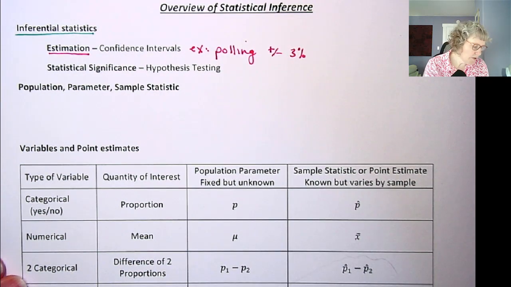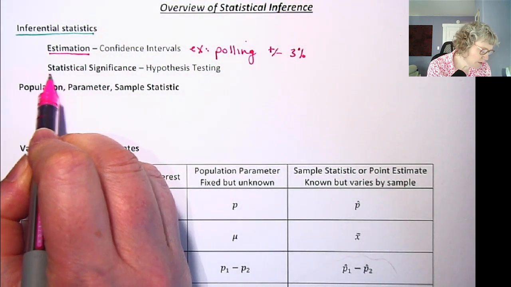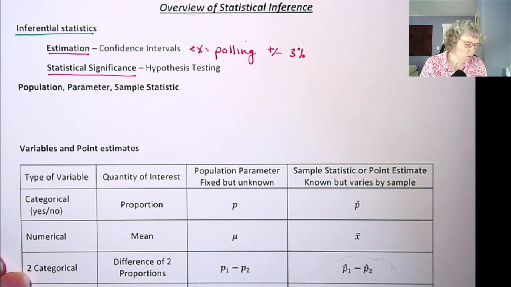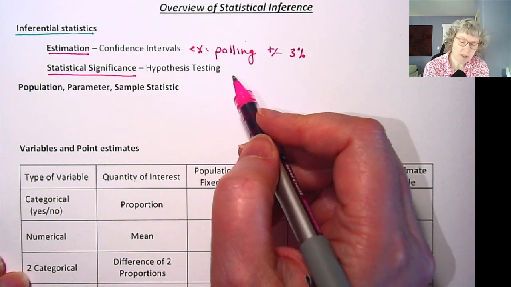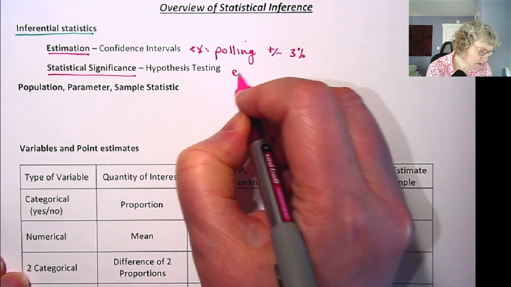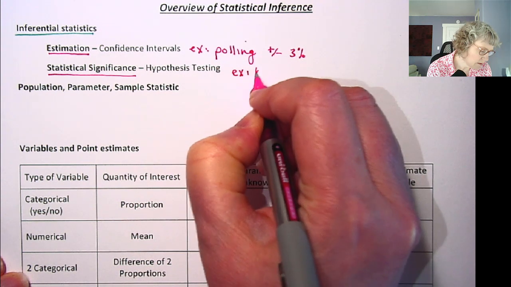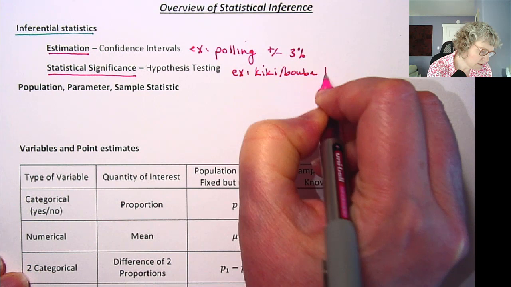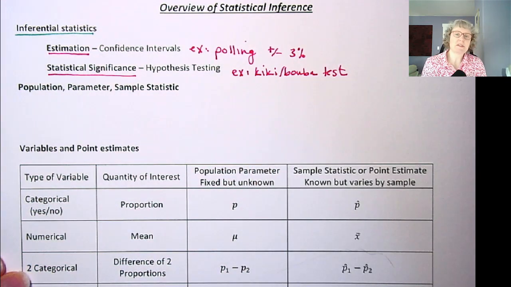And then another area of inferential statistics is determining whether a result is significant or not. And this is called hypothesis testing. We've already seen one example of this, which was the Kiki-Booba test, to test whether there was a significant relationship between the words and the shapes. So we'll come back to this and show some more examples.